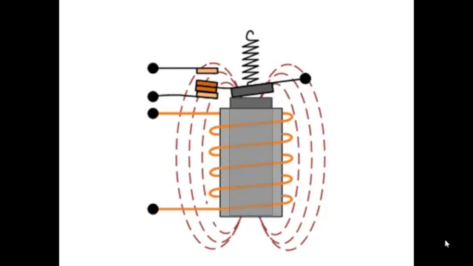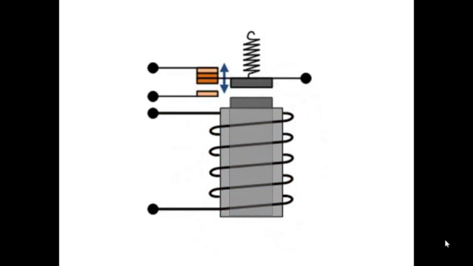I also added a little flex in the contact to show that the contacts are designed to have a slight wiping action when they make and break contact. That's to clean off any carbon caused by an arc, and it leaves a little carbon trace. So these contacts kind of are self-cleaning.